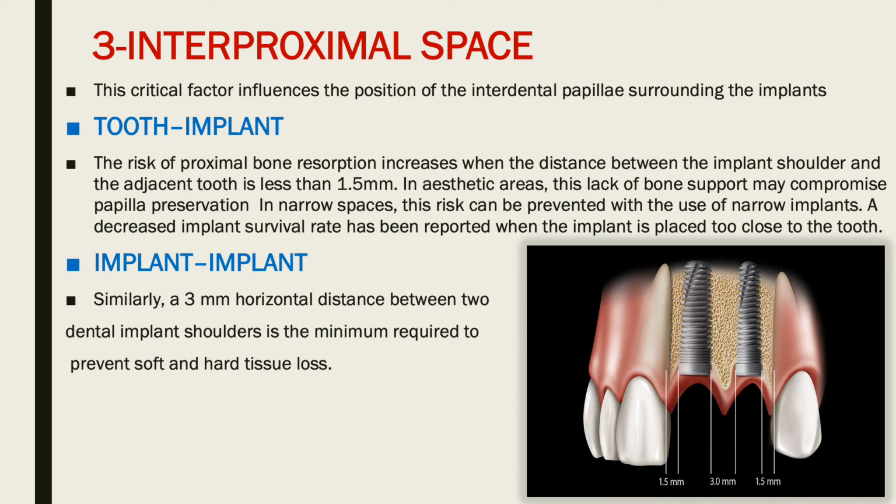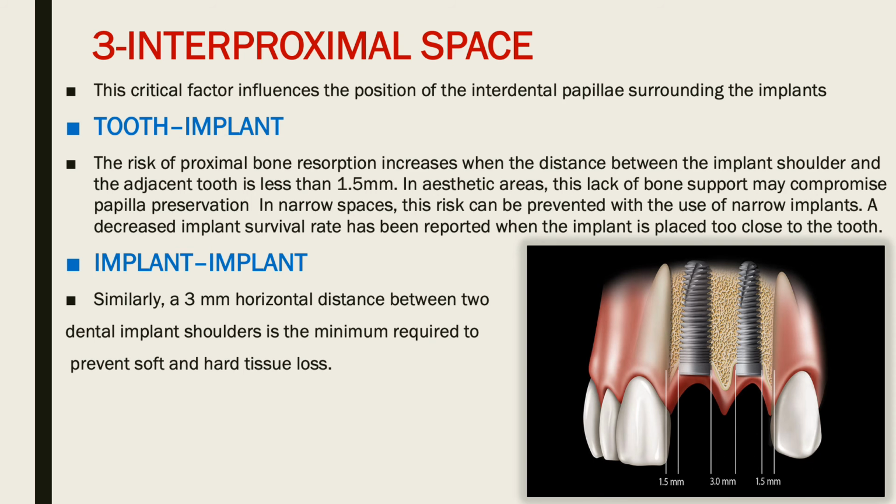The interproximal space. It is a critical factor that influences the position of the interdental papilla surrounding the implant, between tooth and implant and between implant and implant. For tooth-implant, the risk of proximal bone resorption increases when the distance between the implant shoulder and the adjacent tooth is less than 1.5 mm. If the distance between the tooth and the adjacent implant is less than 1.5 mm, then there is proximal resorption.